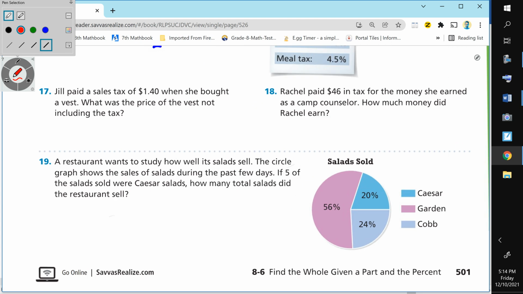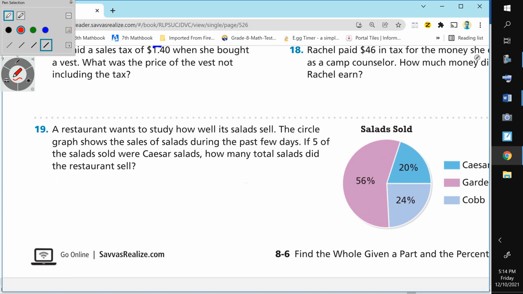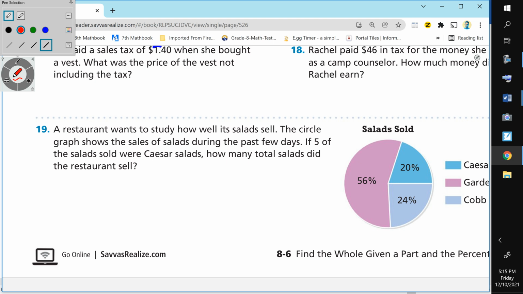A restaurant wants to study how well its salads sell. The circle graph shows the sales of salads during the past few days. If 5 of the salads sold were Caesar salads, it's like alliteration. How many total salads did the restaurant sell? Try saying that fast. If 5 of the salads sold were Caesar salads, how many total salads did the restaurant sell?